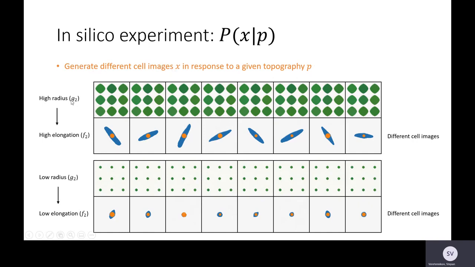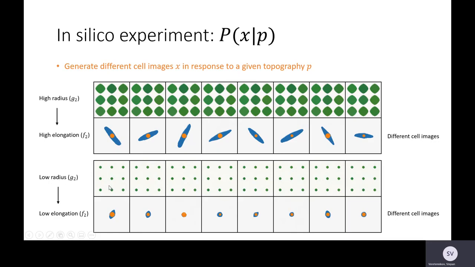And by passing, for example, a high radius topography to the model, we expect to see high elongation cells, which vary in all other features except for elongation, because high radius leads to high elongation, but there is no connection between radius and roundness or nucleus size. So what we would like to see is different nucleus sizes in the output, as well as different roundness of the output, which is also reflected here somehow. And also, rotation angle is completely different. So there is no model of the rotation angle, it's just noise.